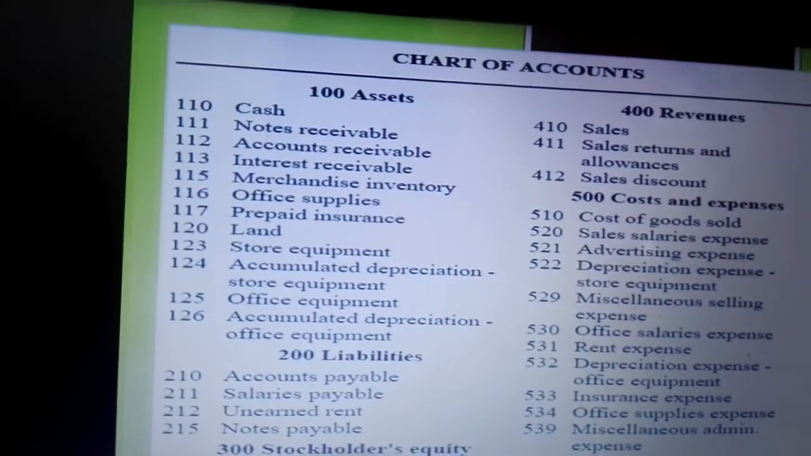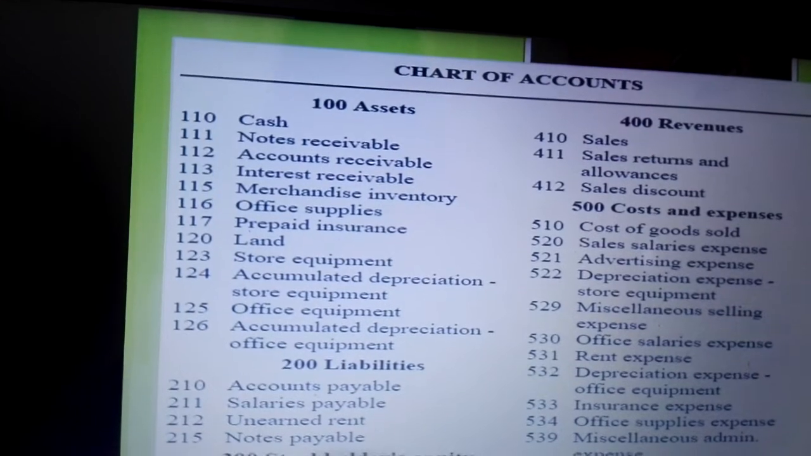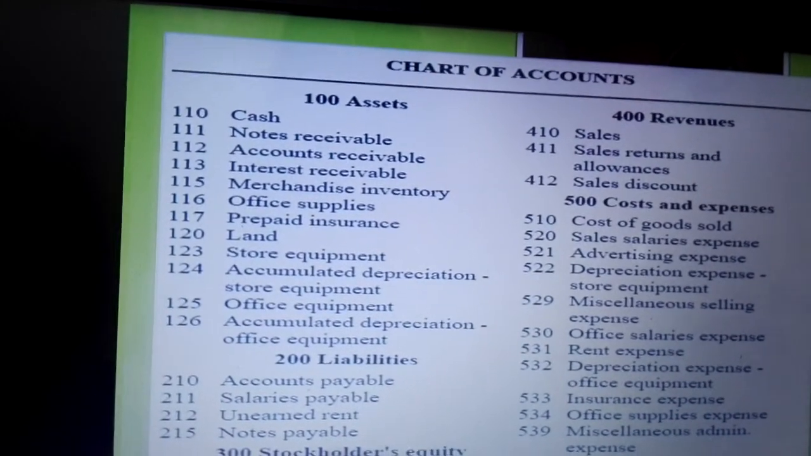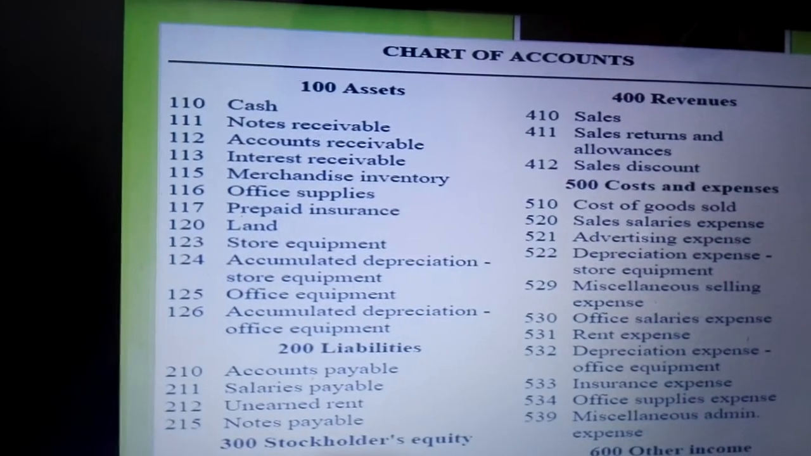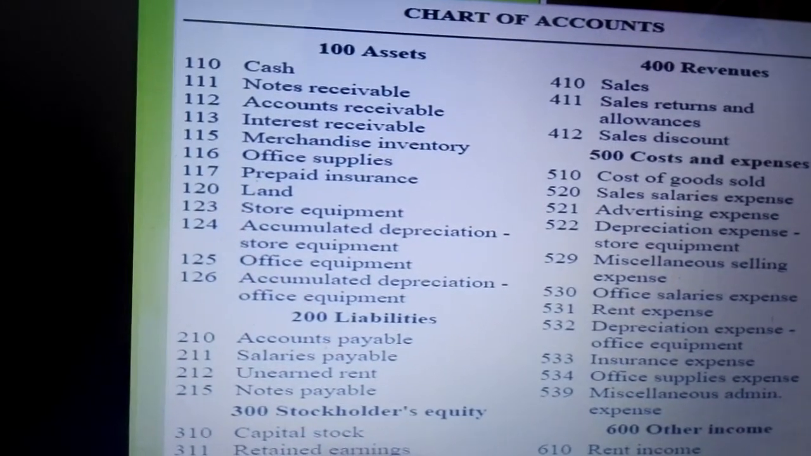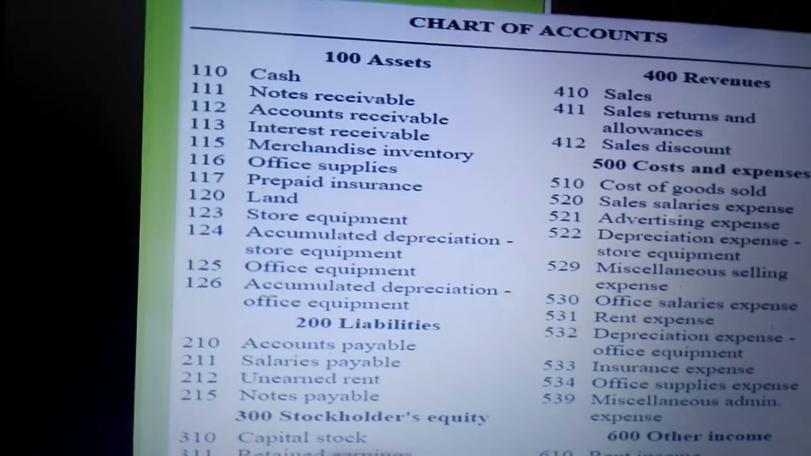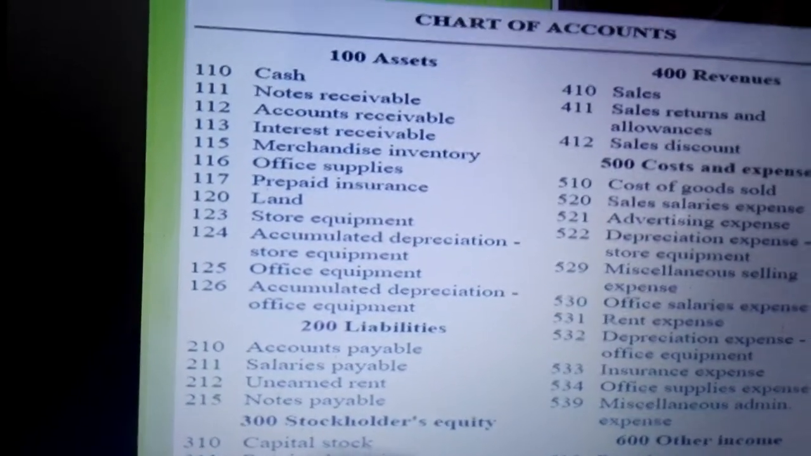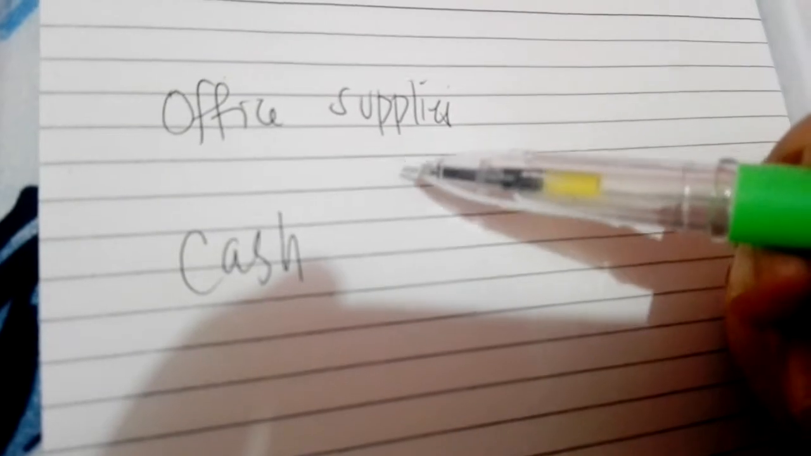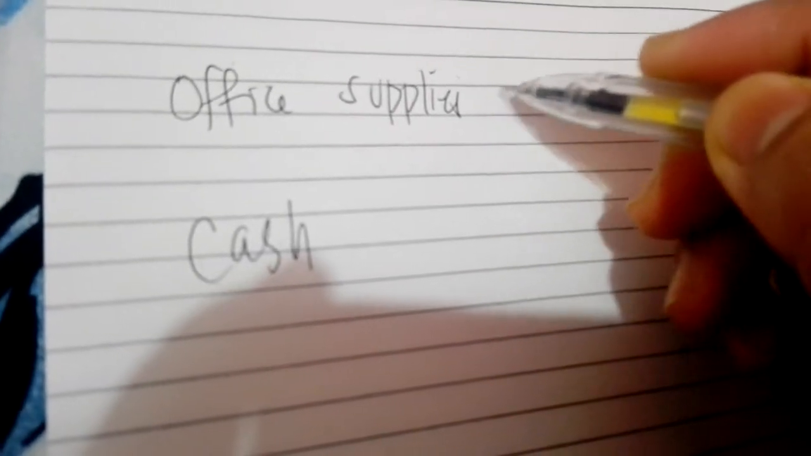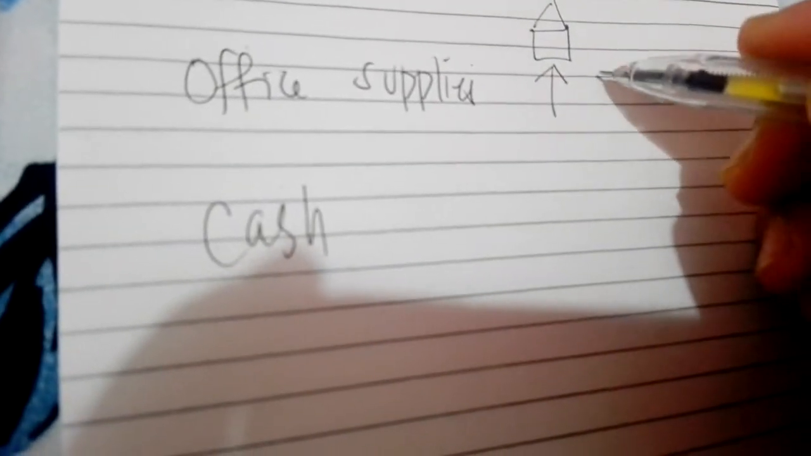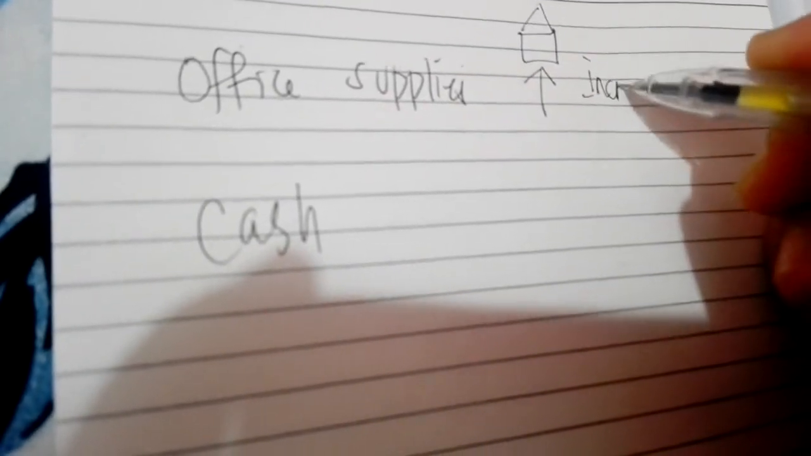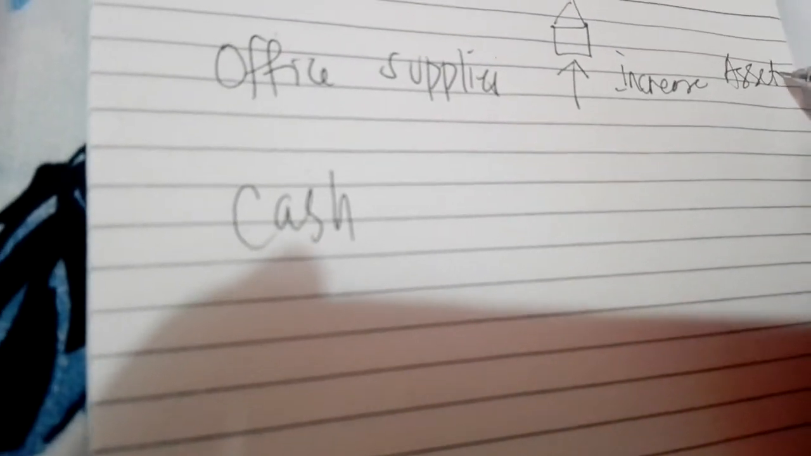So for example, you bought office supplies because you want your workmates or your workers to use them as personal supplies. Once you bought the supplies, of course, you use money. If you bought the supplies, which is an asset, this comes into your business. Therefore, it gives you an increasing effect on your assets.